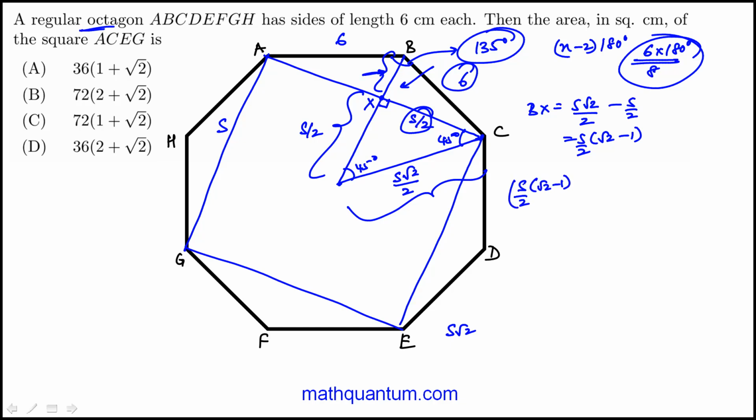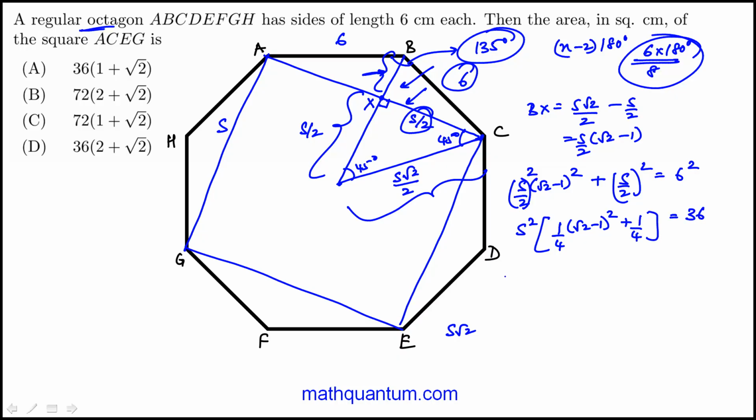We square this, so that would be the square of that, plus (S over 2) squared, is equal to 6 squared. So I'm going to factor out an S squared. We'll have S squared times (1/4 (root 2 minus 1) squared plus 1/4), equals 36. So we just have to simplify that. Actually, we can move the 4 to the other side and then square that. So that would be 2 plus 1 minus 2 root 2, plus 1. I've moved the 4 over to that place here. So that becomes 4 minus 2 root 2.